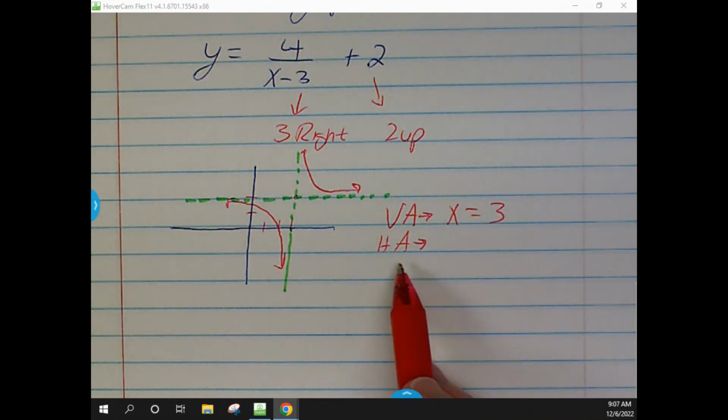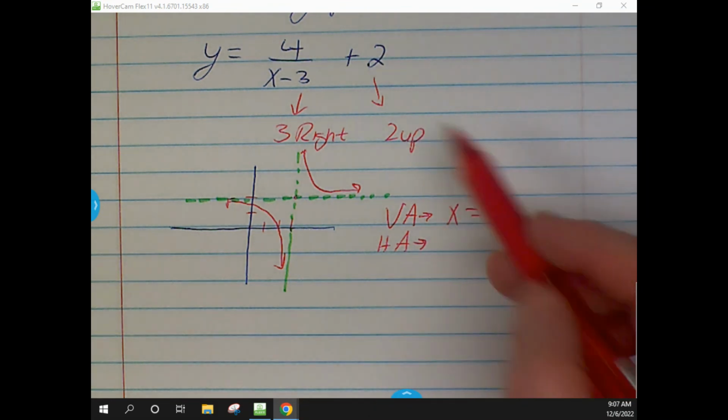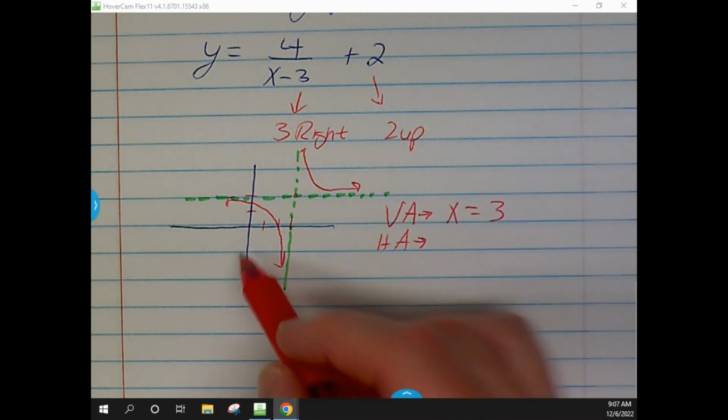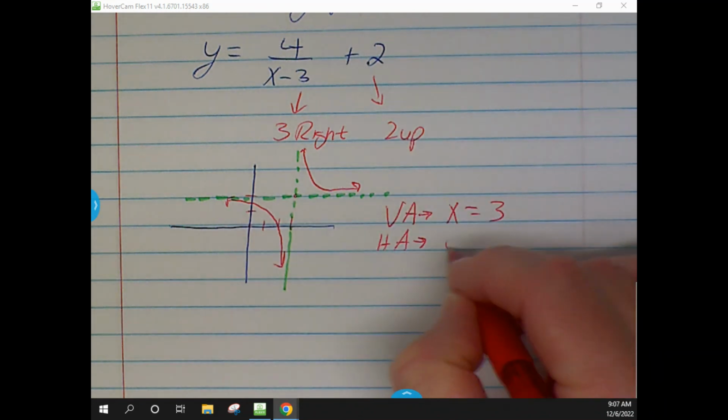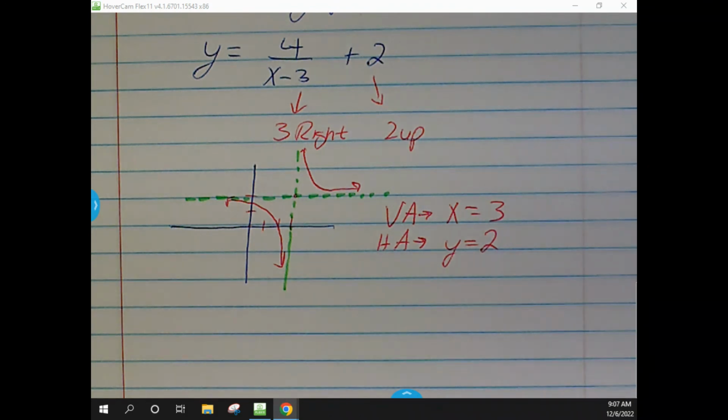All right, your horizontal asymptote, that's where you're going to use this number on the outside, which basically means now we're going to y equals 2. So horizontal asymptote is going to be y equals 2.